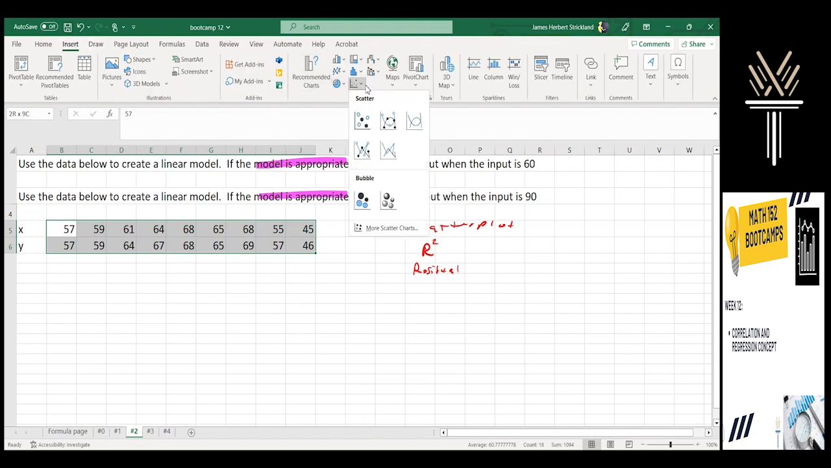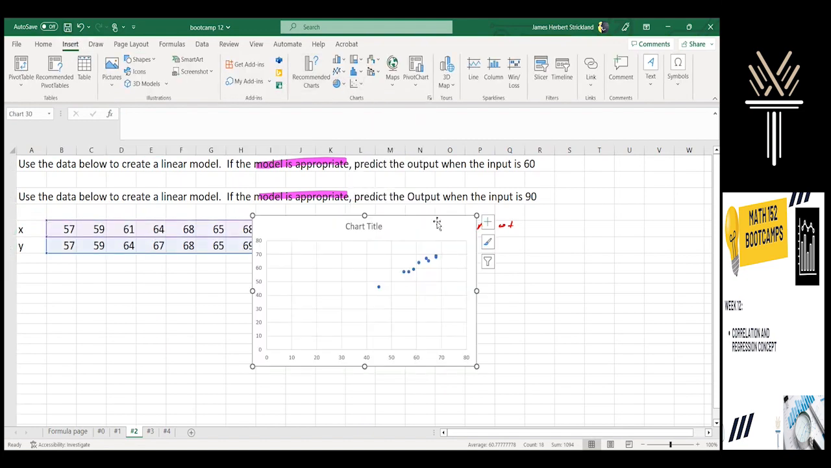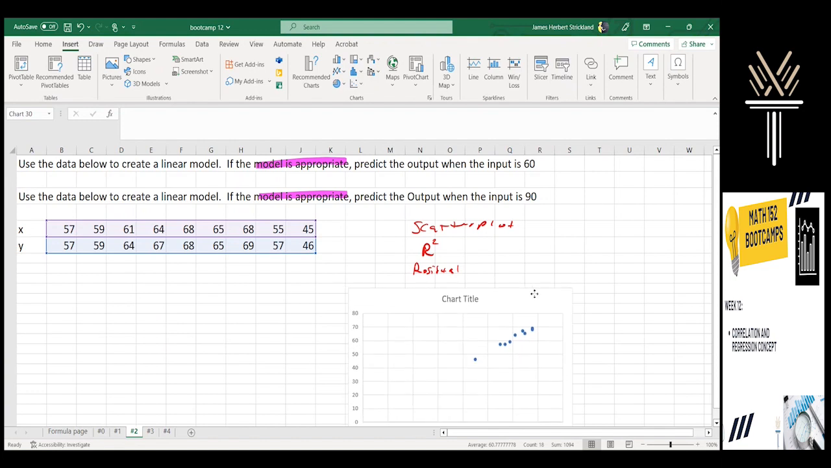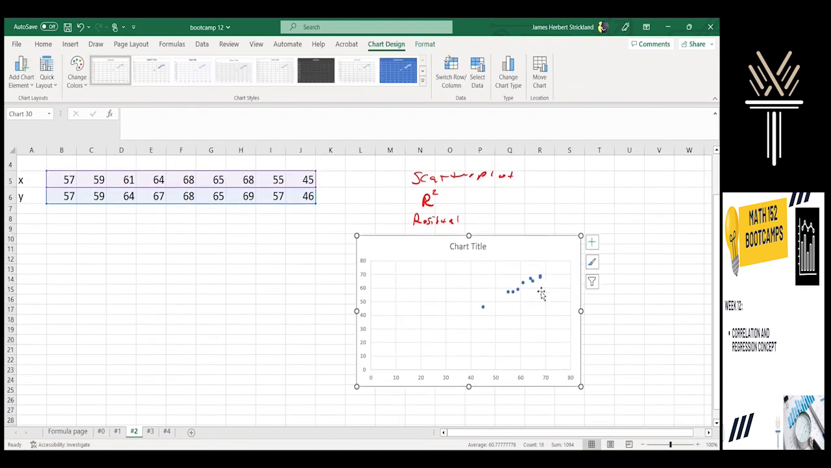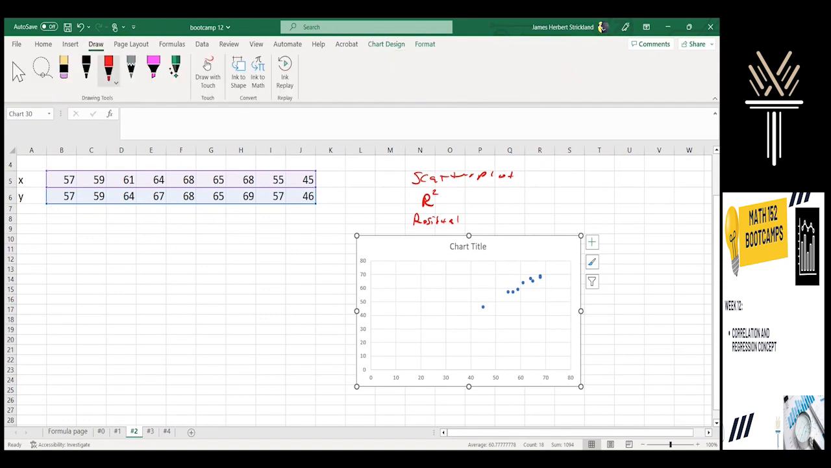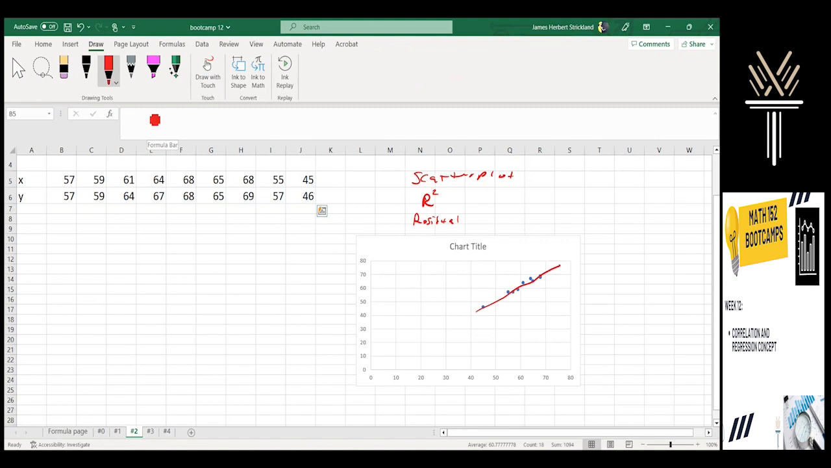Insert scatter plot. And so there we go. Does it appear to be going in a relatively straight line? Yeah, I would say so. It appears to be relatively straight, really close to a line I can draw between them. So the scatter plot looks good.